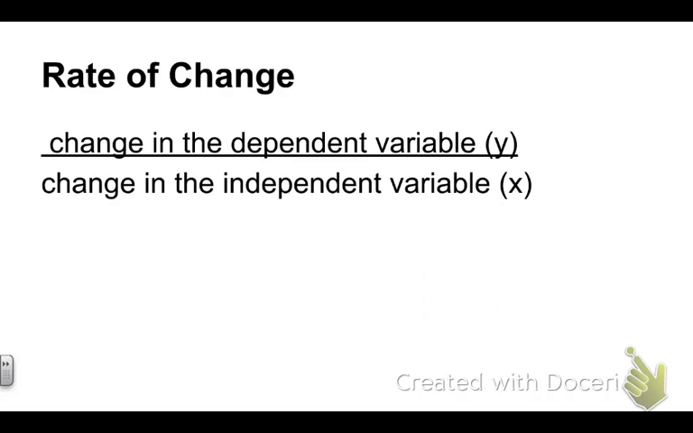Rate of change is the change in the dependent variable, and remember from our last unit, the dependent variable is your y, all over the change in the independent variable, which is your x. It's your y divided by your x. That's going to give you your rate of change.